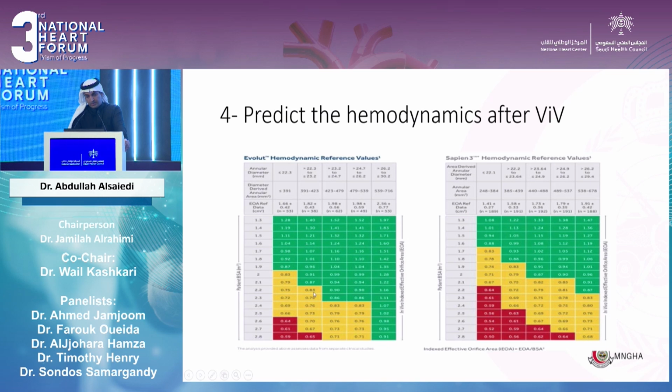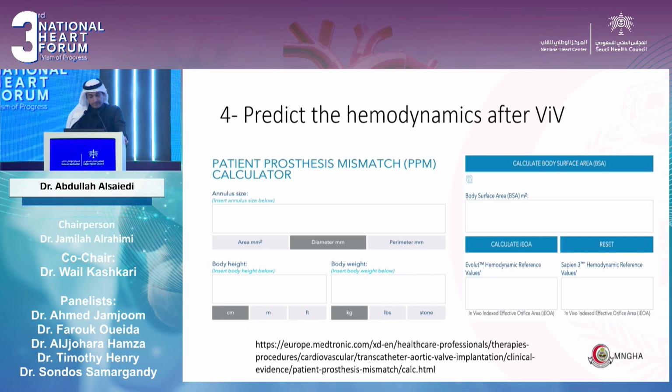So based on that, you get a number, and if this number is in green, it means you are good. There is probably a low risk or mild risk of having a severe PPM with low effective orifice area index. Then this area in orange or yellow is the moderate range, and red is severe. And this depends on the new valve. So in this table, this is for the Evolut valve, a self-expandable valve, and this one for another self-expandable valve.